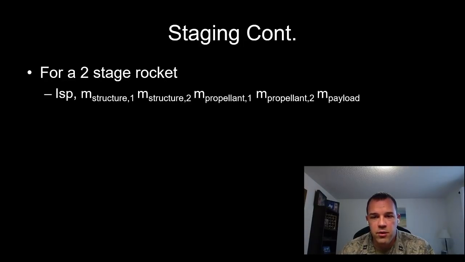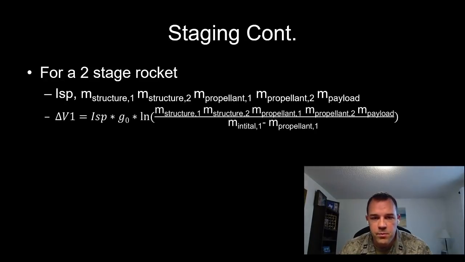Now, the way this works is your first stage is going to be exclusively firing for part of your rocket flight here. At some point, we're going to lose that first stage and start to ignite the second stage. So let's walk through how it's going to work. The delta V1 here is the delta V provided by the first stage of the rocket. That's just the ISP of the first stage. G naught, again, that's at sea level, so that's just the normal 9.81.